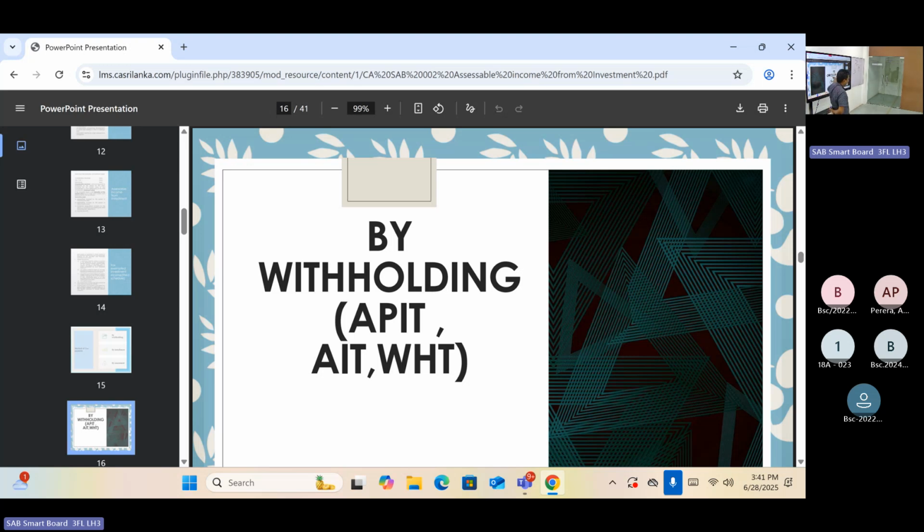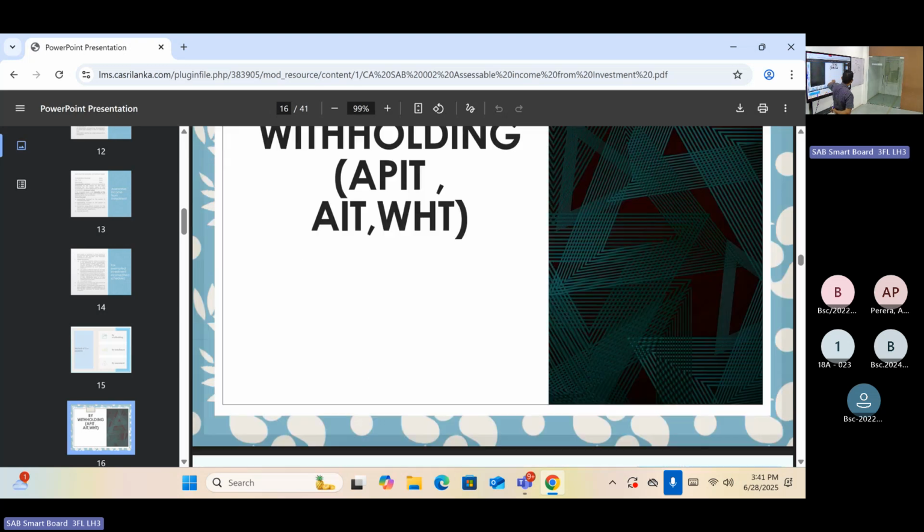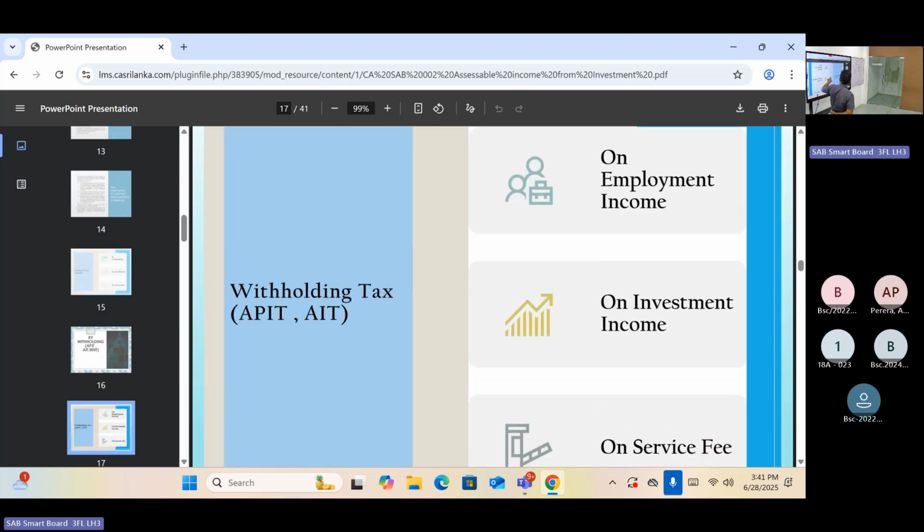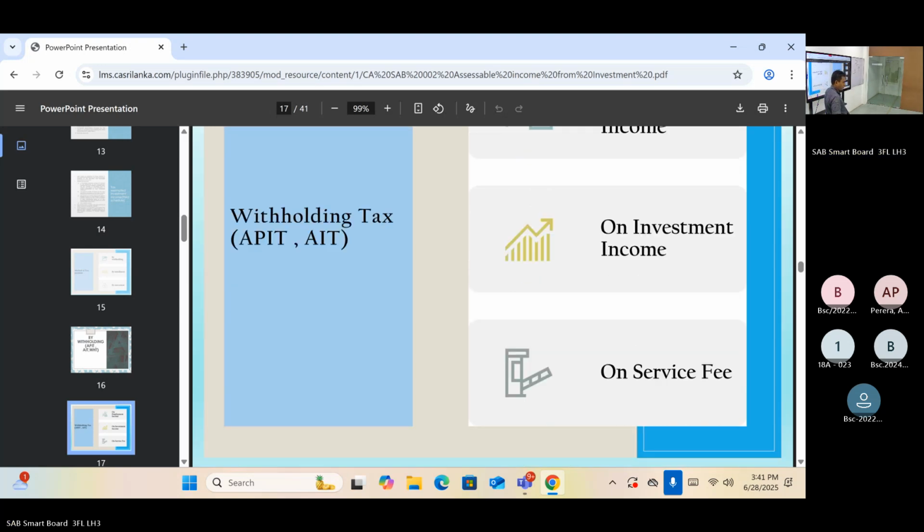But even though it is renamed as APIT or AIT, the mechanism is withholding tax. In 2019, withholding tax was abolished. Therefore, once abolished, it is not possible to implement that tax. The mechanism is withholding tax. It is renamed as advanced personal income tax and advanced income tax, and in some instances it is still withholding tax. Right? So there are three categories of withholding tax: on employment income, on investment return, and on service payment.